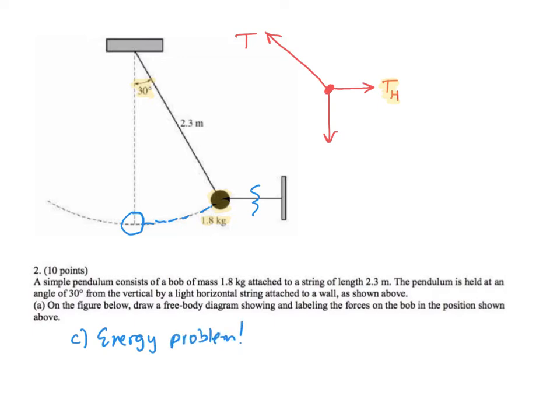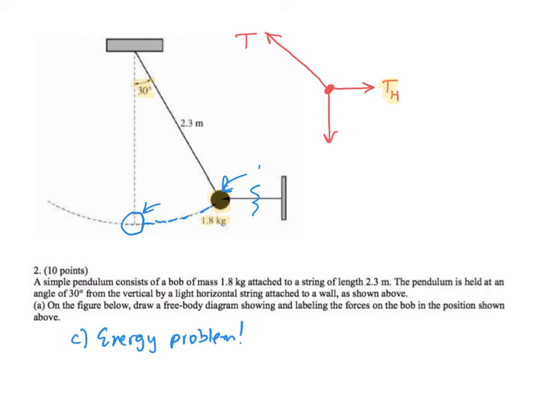All right, and you want to define the system. Believe it or not, well, not believe it or not, but this is changing heights from here to here. So it's higher when it's pulled back, it's lower when it's at the bottom. So you've got a change in UG. So when you define your system, you better include the Earth in that system. The kind of energy you have at the beginning, which is right after the string is cut.